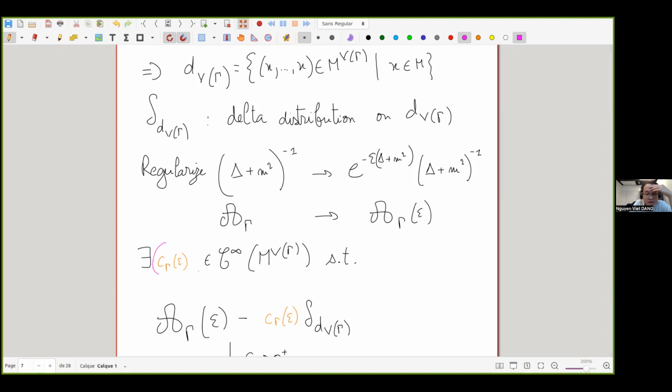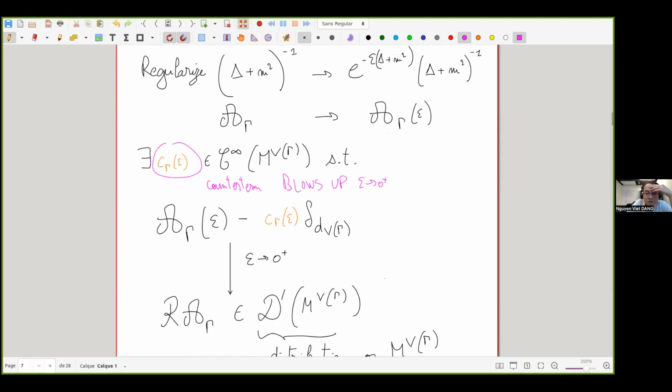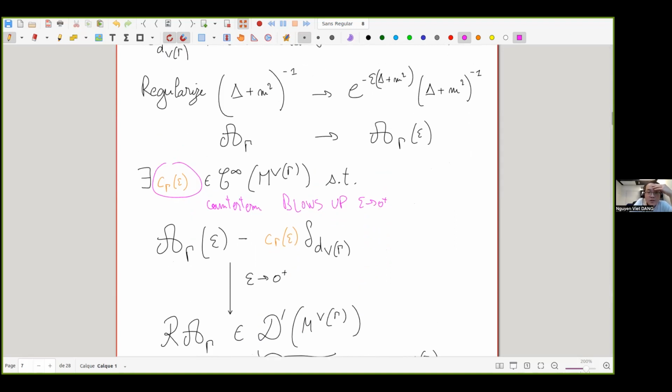configuration space. This smooth function, C gamma epsilon, we can call it the counter term. It blows up when epsilon goes to 0 plus, and you will need to mollify your amplitude. So to each Green function, you associate a mollified Green function by, for instance, using the heat kernel, heat mollification. It gives you a well-defined amplitude that depends on epsilon. This is the cutoff, like in quantum field theory, we call it the cutoff.